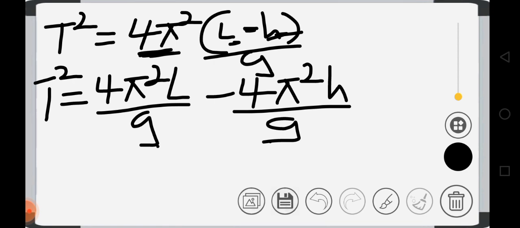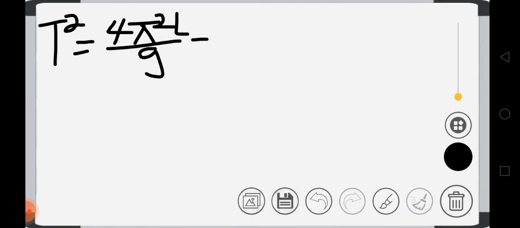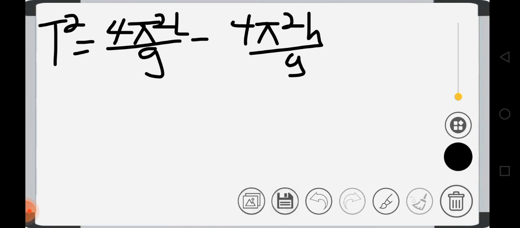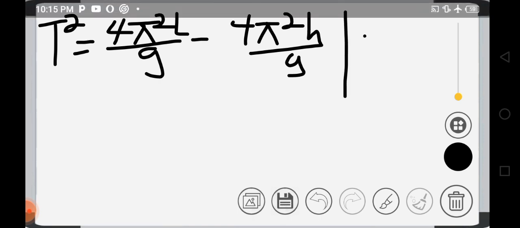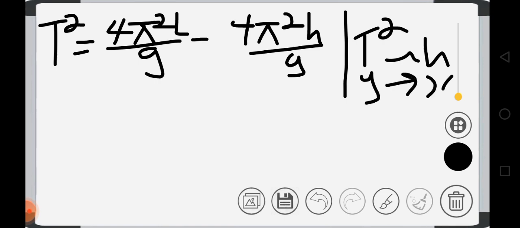I hope we don't make mistake. I'm having t square is equal to 4 pi square L over G minus 4 pi square H over G. So I'm plotting t square against h. That's what I'm doing. That means t square should be in the y-axis, then h should be in the x-axis.